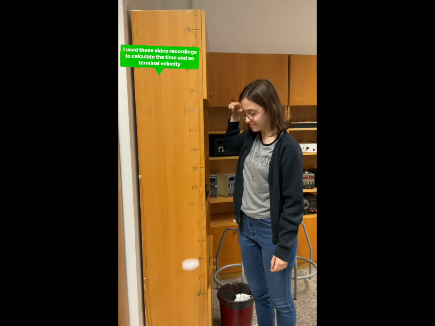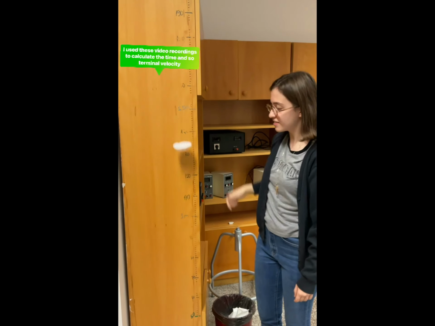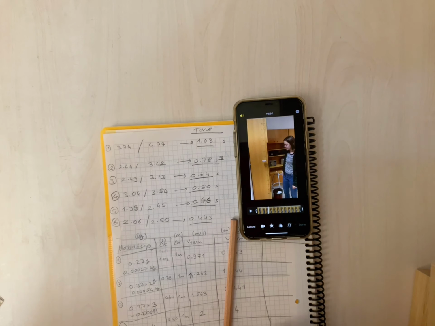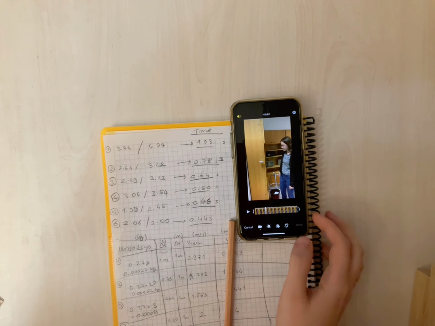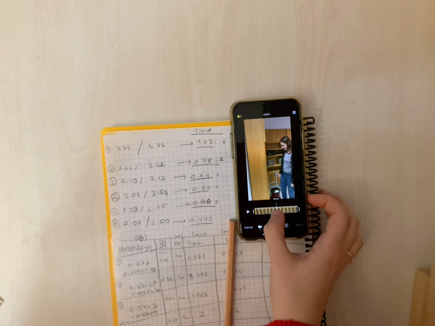Now you can see me perform the experiment 6 times with 1 to 6 cupcake cups. I calculated the time intervals for the cups to reach the ground from 1 meter height. I measured the times up to 0.01 second precision by looking at these video recordings.